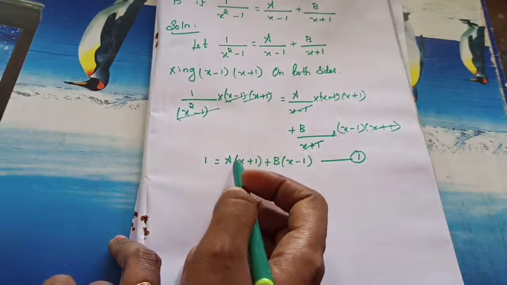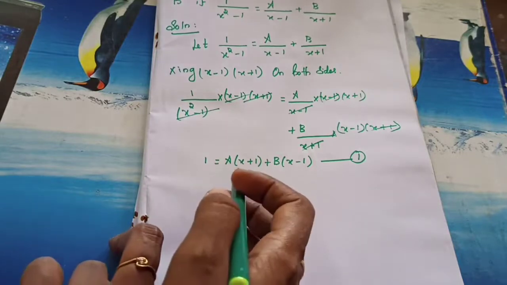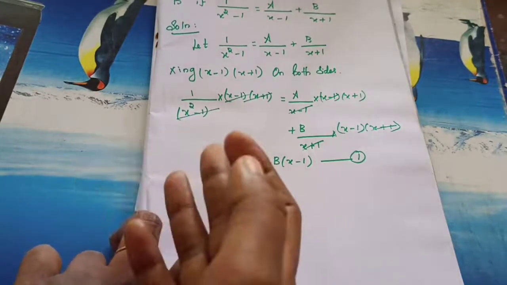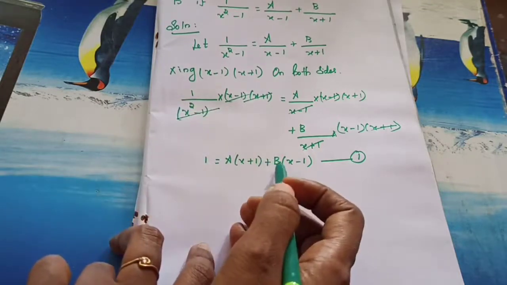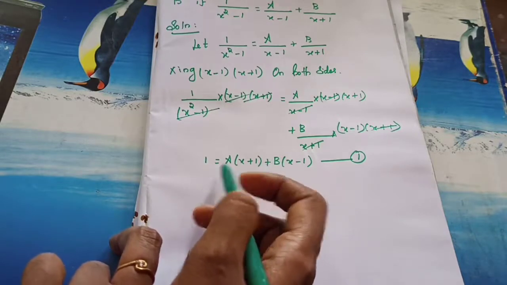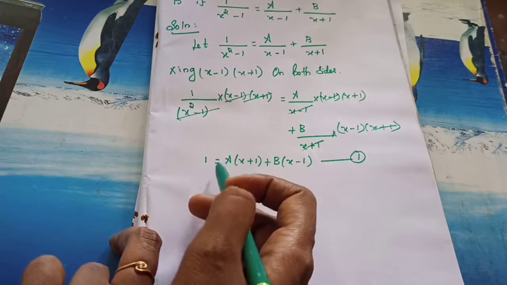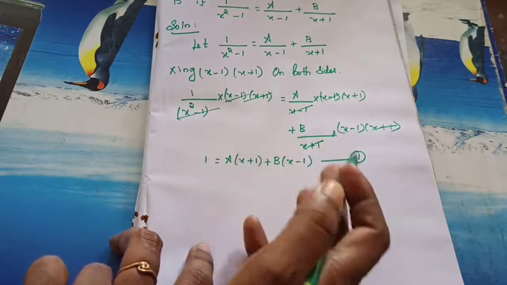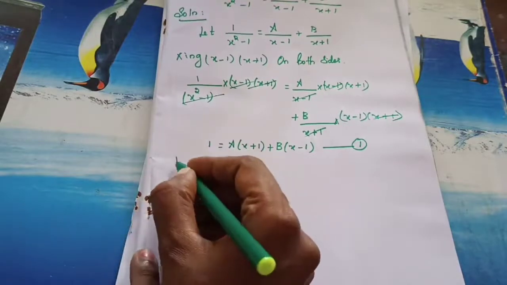You can substitute for x any value to make a term 0. If I substitute 1 here, what will happen? 1 minus 1 is 0, so the B term will become 0, and you will get the A value. Then if I substitute x as minus 1, the A term will become 0 and you will get the B value. From that you can find the A and B values. Any value you can substitute.